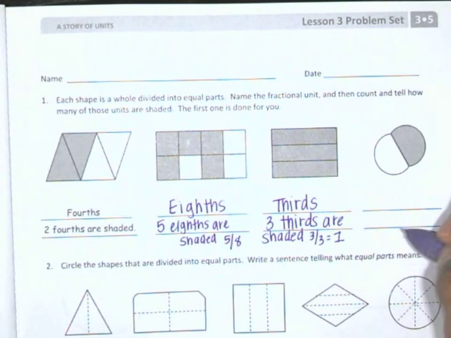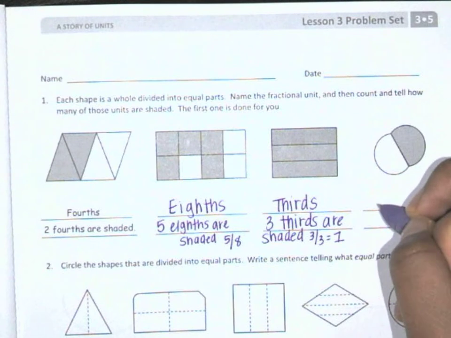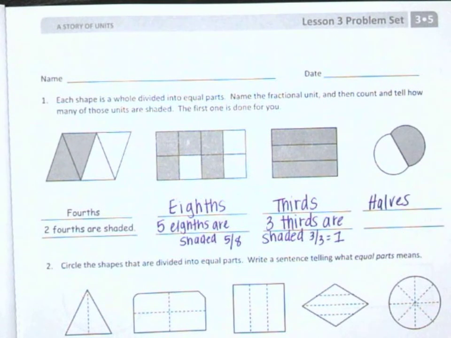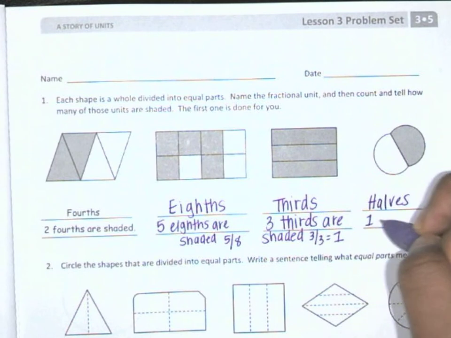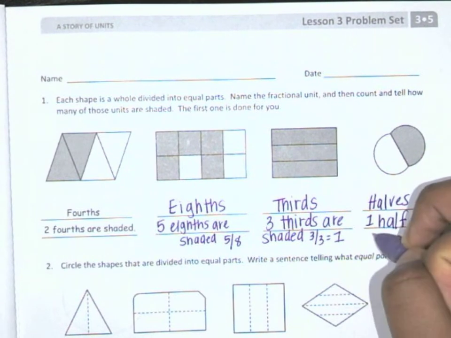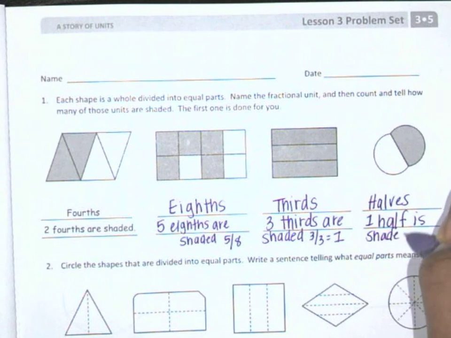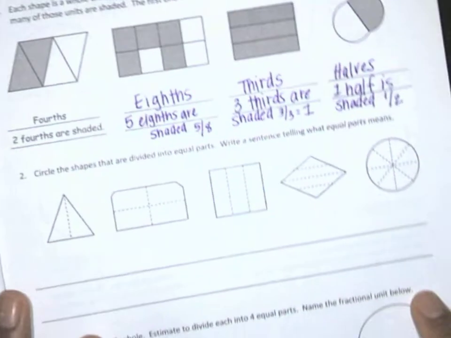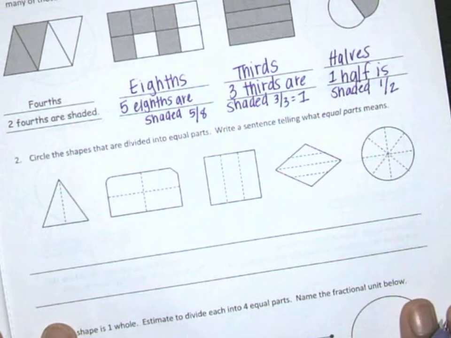Last one. What is this called? Are these called 2s? No, they're called halves. Okay. 1 half is shaded. And the way that you draw 1 half is 1/2. Any questions about that, scholars? Go ahead and write that down. Let's move on to part 2.